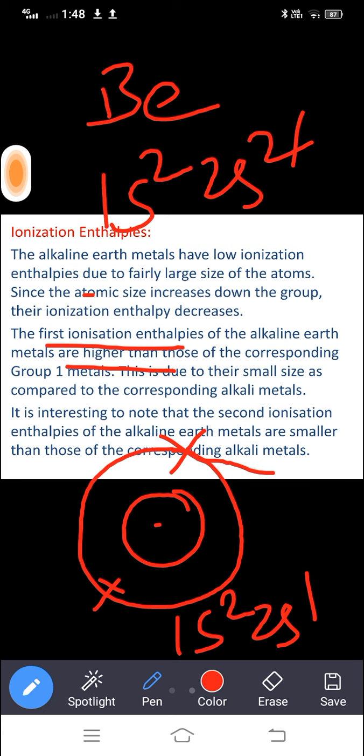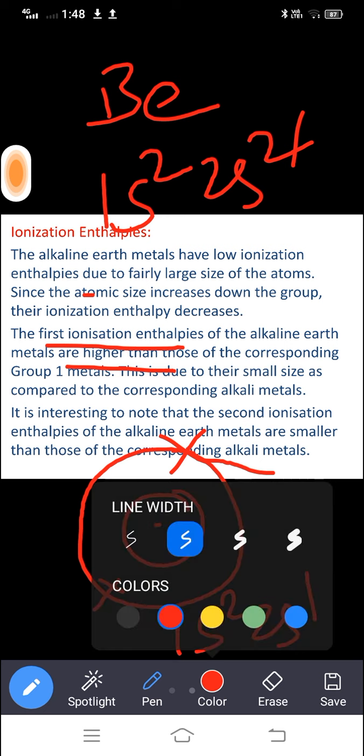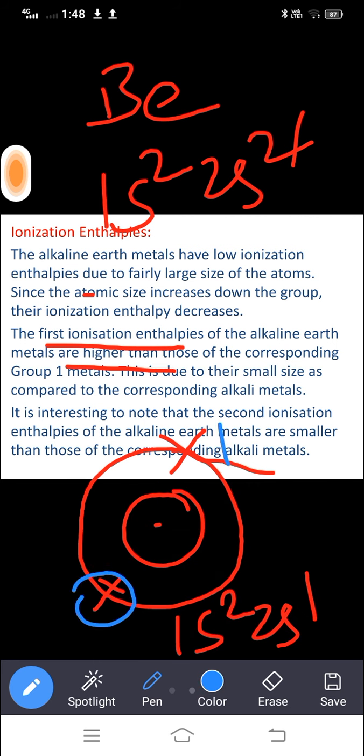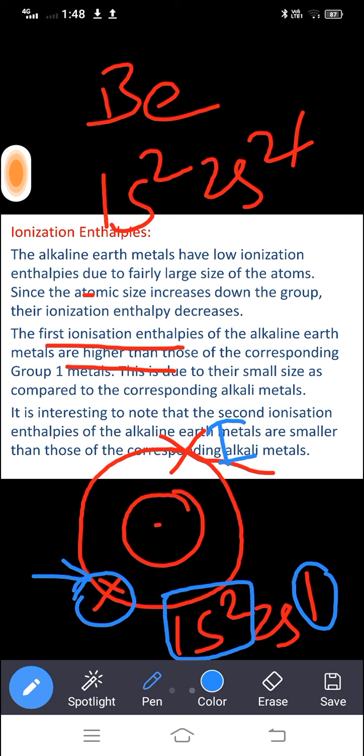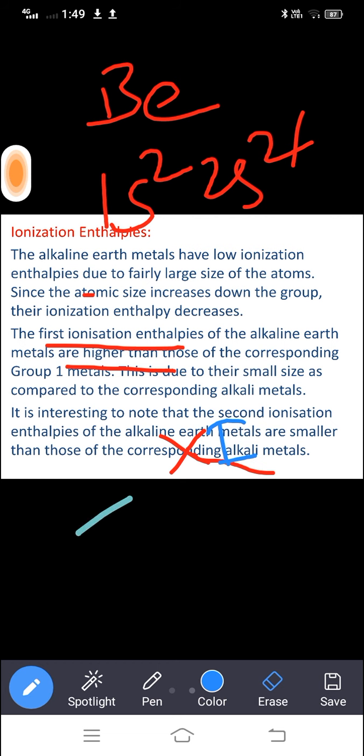Then again I am going to try to remove the second electron. This is the first electron we removed, and we spend more energy to remove that. And when I try to remove the second electron, I don't need to spend more energy. The reason is that if it loses this one electron, then it attains the nearest noble gas configuration. Due to that, we need not spend more energy. We can spend a smaller amount of energy to remove this electron. So the second ionization enthalpy of the alkaline earth metals will be less.